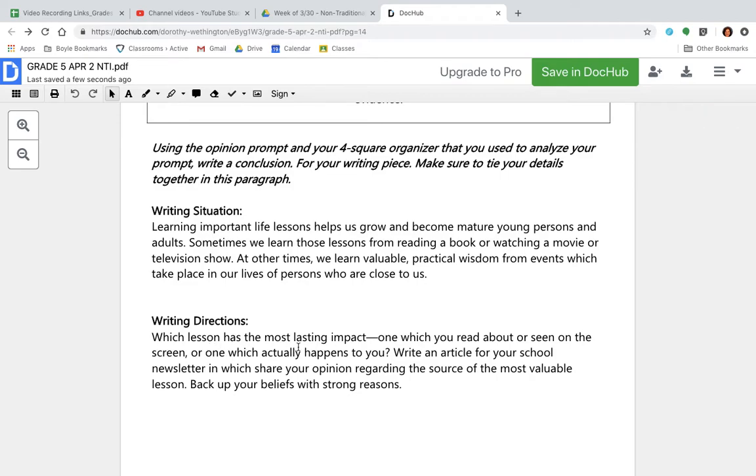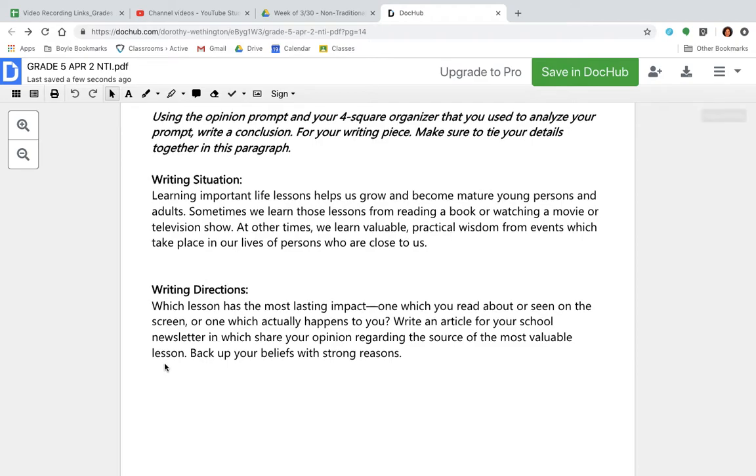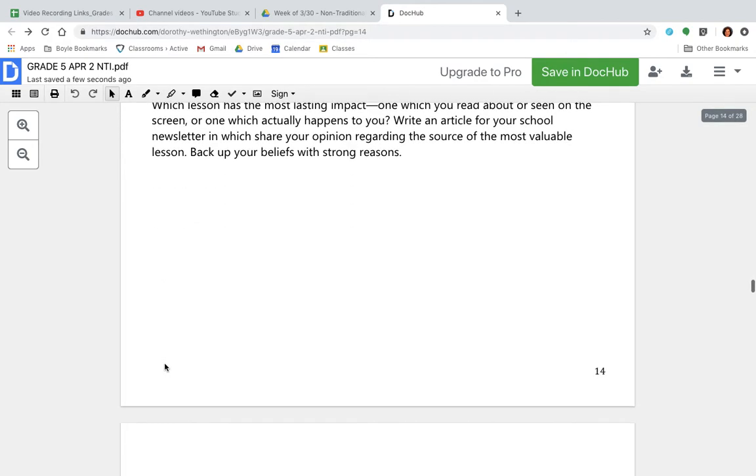Writing directions: Which lesson has the most lasting impact? One which you read about or saw on the screen, or one which actually happens to you? Write an article for your school newsletter in which you share your opinion regarding the source of the most valuable lesson. Back up your beliefs with strong reasons.